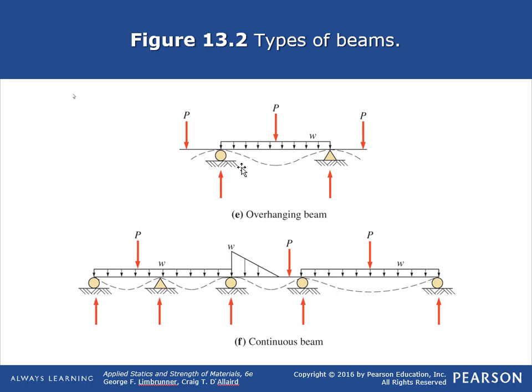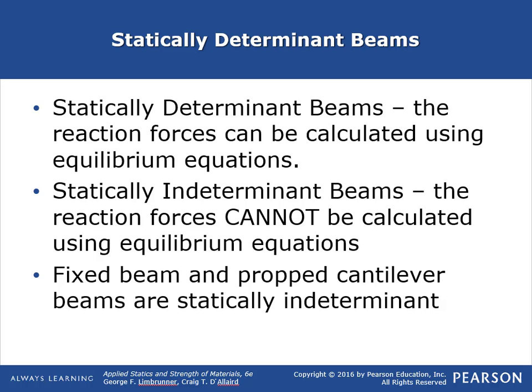And then we have an overhanging beam. That's where loads could be outside of the supports. And then here's a continuous beam. Again, statically indeterminate. It's just continuous. Okay, let's talk about statically determinate versus statically indeterminate. For statically determinate beams, the reaction forces can be calculated using the equilibrium equations, whereas with statically indeterminate beams, you cannot use the equilibrium equations alone to calculate the reaction forces. The fixed beams and propped cantilever beams are statically indeterminate.